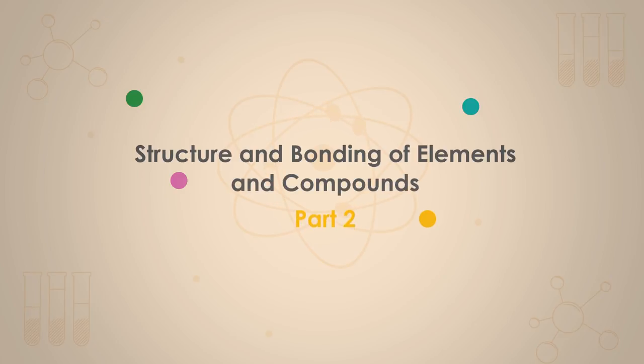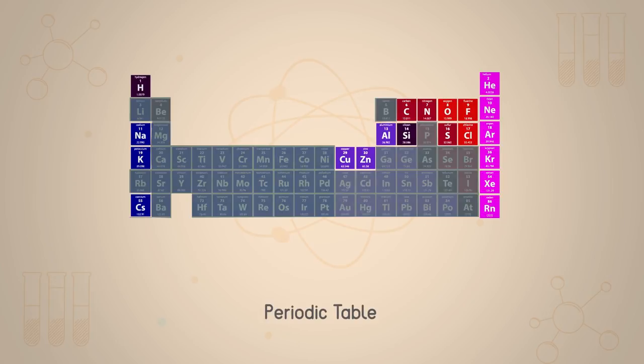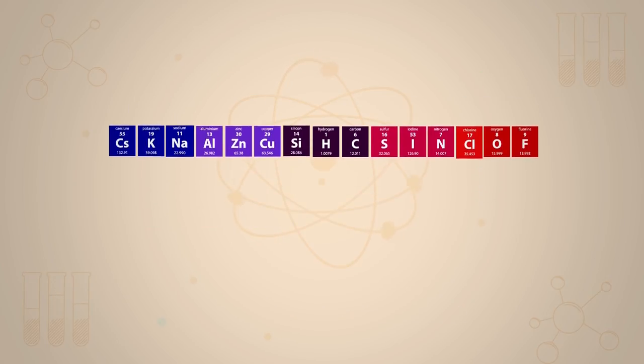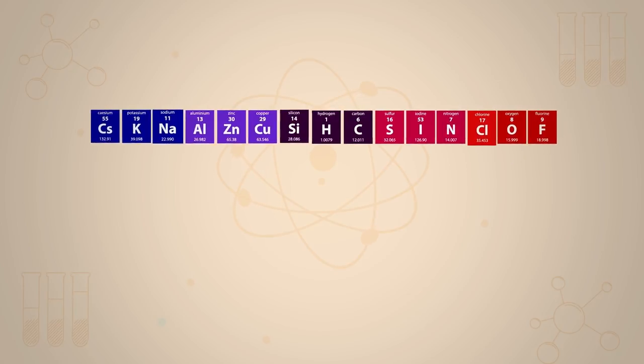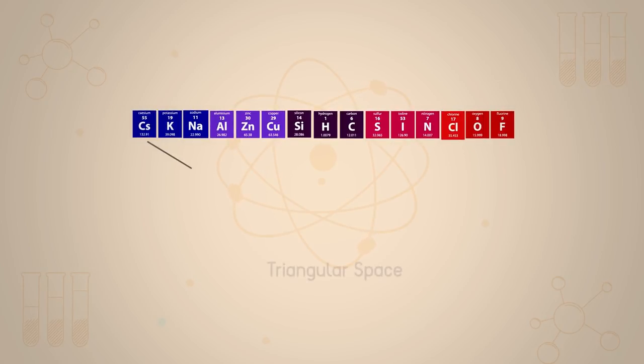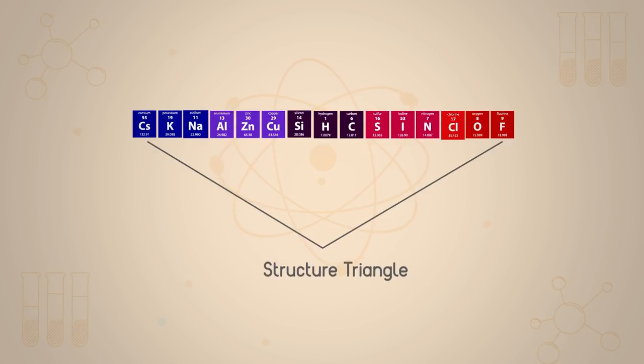Structure and bonding of elements and compounds, Part 2. In Part 1 of this video, we developed a triangular space with the elements arranged along the top from the most reactive metal, cesium, to the left and the most reactive non-metal, fluorine, to the right. All possible compounds formed by the elements will now fall into the triangular space, the structure triangle.